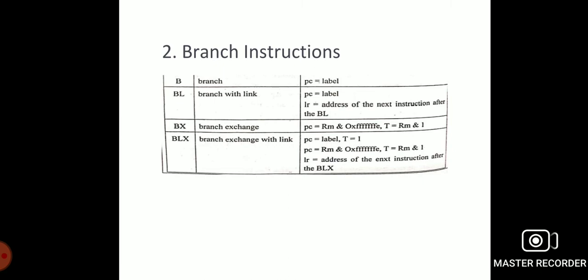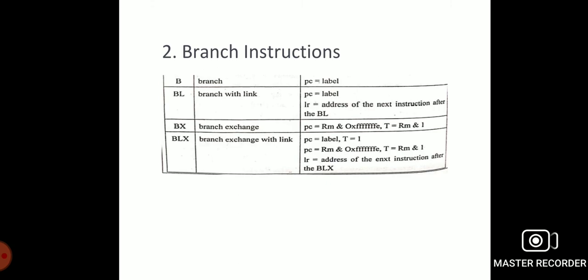Next we have to move to the branch instructions. It is a path of the different registers. There is a branch, B, so the PC is equal to label. We can understand the label of the data to move from the accumulator or move from other locations. And BL is a branch with link. So the PC is equal to label, LR is equal to the address of the next instruction after the BL.